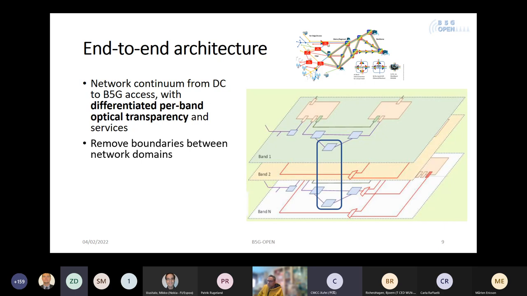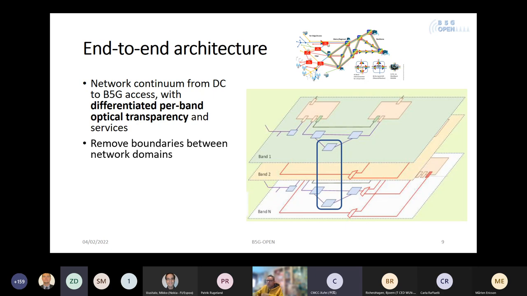So, what happens today is that if we reach a boundary in the optical, we need to go electrical, even if it's a node that is very close and we need to do a restoration or find an alternative path. We cannot use the network that is even adjacent.